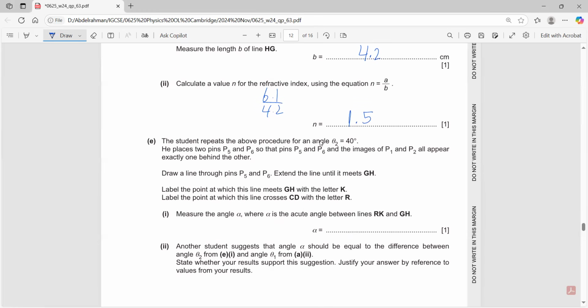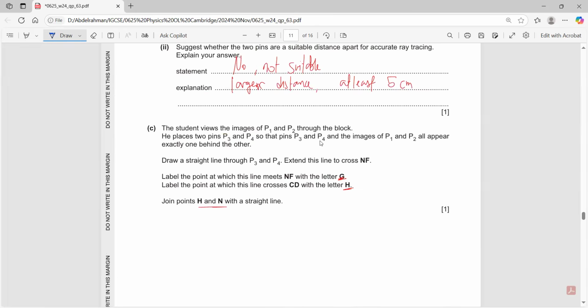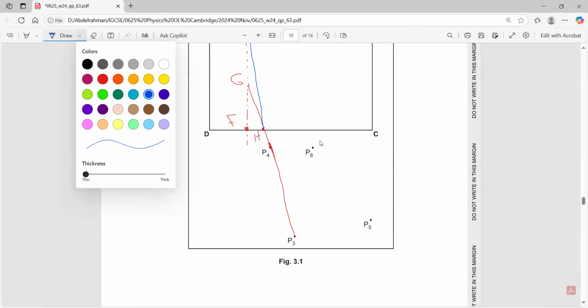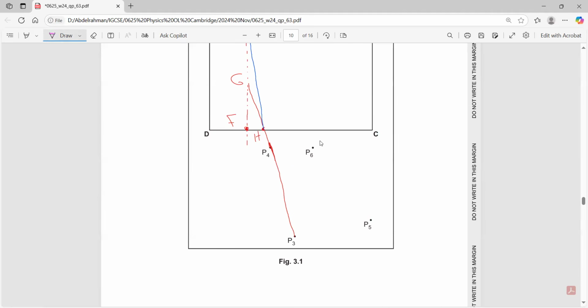Student repeats the above procedure for an angle theta 2, 40 degrees. Draw a line through P5 and P6 until it meets GH. The point where it meets GH is K, where it crosses CD is R. Let me use another color. So P5 and P6, until it meets GH.